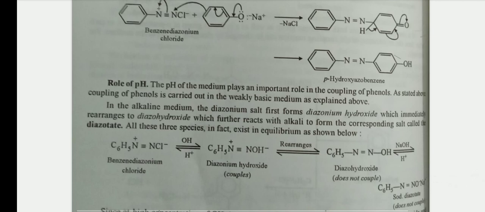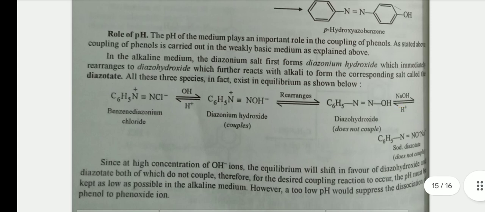Role of pH. The pH of the medium plays an important role in the coupling of phenols, as stated above. Coupling of phenol is carried out in a weakly basic medium, as explained above. In the alkaline medium, the diazonium salt first forms diazonium hydroxide, which immediately rearranges to diazohydroxide, which further reacts with alkali to form the corresponding salt called the diazotate. All these three species in fact exist in equilibrium.